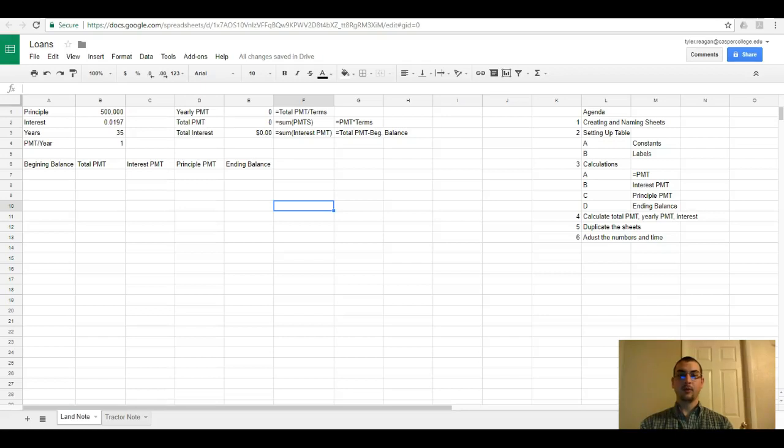In this week's assignment, we are going to continue using Google Sheets. Although we are going to move away from using it as a ledger and as a calculator for data, rather we're going to look at it as a financial tool.